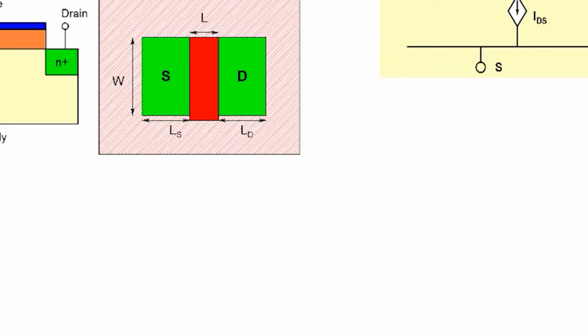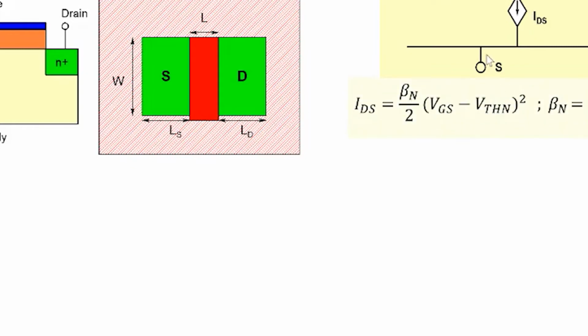And in any case, we said that we will consider the body to be grounded, and we will not show it explicitly here. Body and source are shorted together, so we'll not bother. So we'll look upon the MOSFET as a gate, a drain, and a source. And the only current that can flow is between drain and source, and that current is the drain to source current.